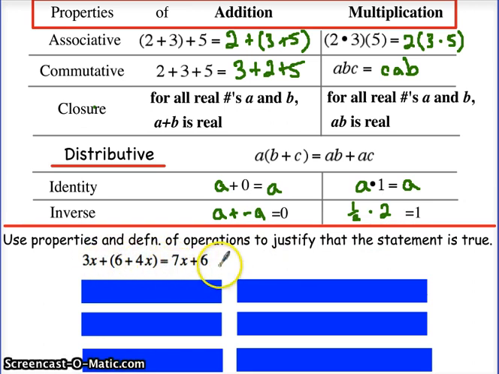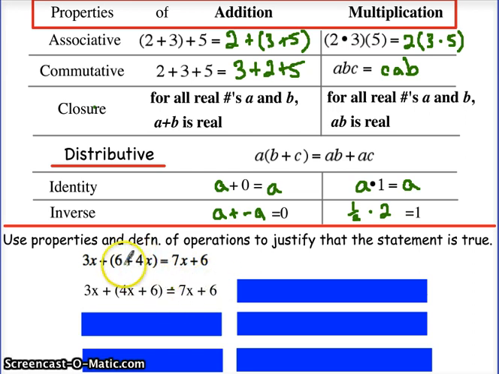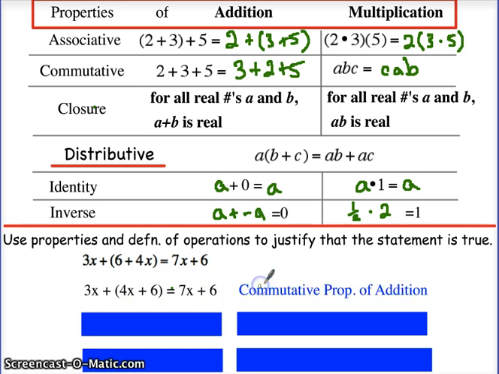So if you look at the expression or the equation that we're given down here below, we want to prove that the left side equals the right side. So the first thing you might do, and you might do this without even really thinking, is you may reorder. Inside the parentheses, notice we changed the 6 plus 4x into a 4x plus 6. Justifying that statement, well, we switched the order. We moved them around. That's the commutative property of addition.